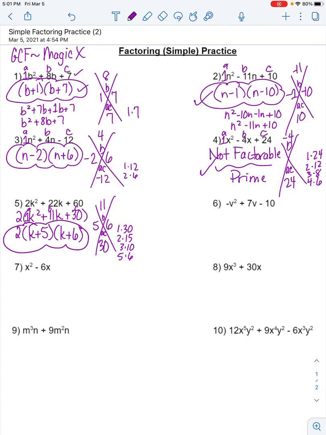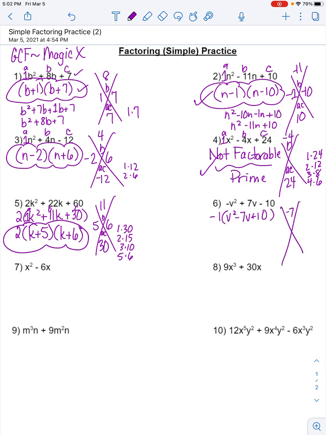Look at number 6. Well, if you'll remember, to use magic X, we can't have a negative or a -1 as a leading coefficient. So I'm going to factor out a -1, which just means all the signs change. This becomes v squared minus 7v plus 10. And now I can use magic X.